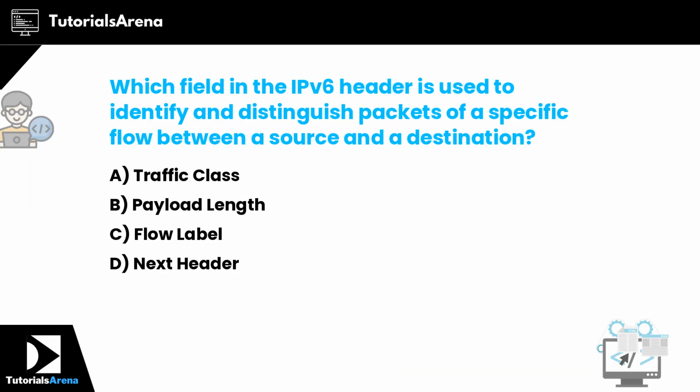Which field in the IPv6 header is used to identify and distinguish packets of a specific flow between a source and a destination? The correct answer is option C, flow label.